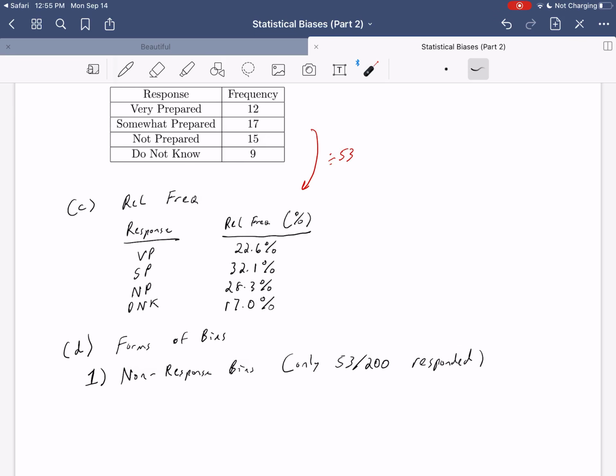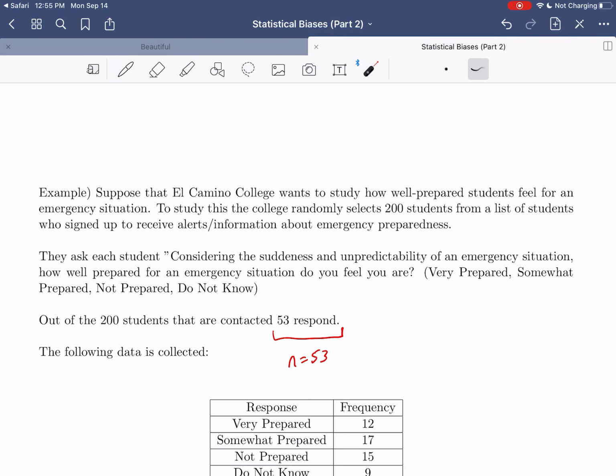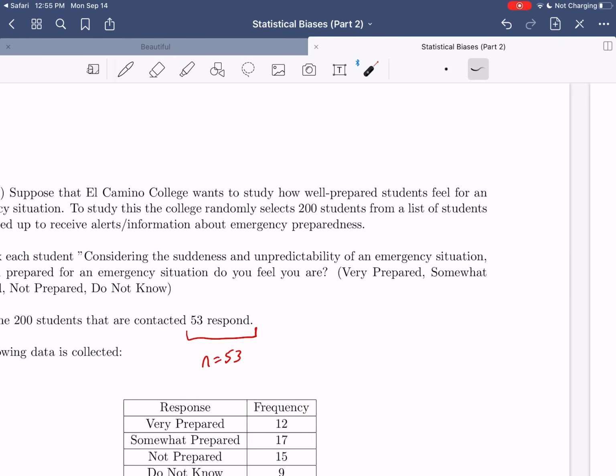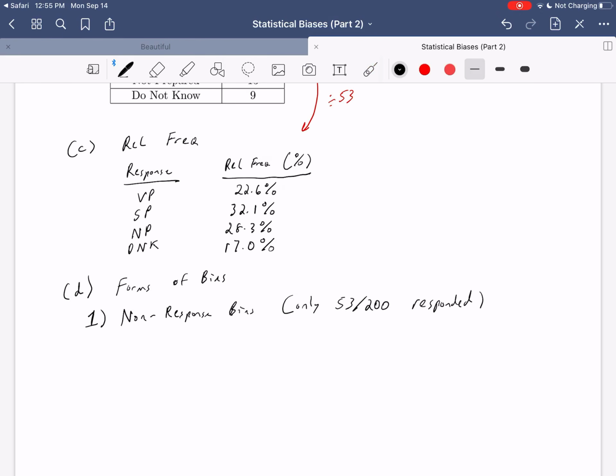Okay, what else? Well, let's go back to this information here. Notice that we haven't really talked about this too much. We use this to say that they helped select 200 students. But remember, they took these students from a list of students who signed up to receive alerts or information about emergency preparedness. So the issue with that, of course, is that by selecting from this list, they're not getting any students who have never signed up for any information about emergency preparedness. That means there's undercoverage in this sample. So the second form we can see here is undercoverage.